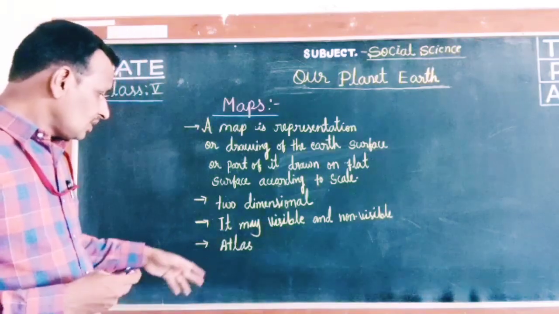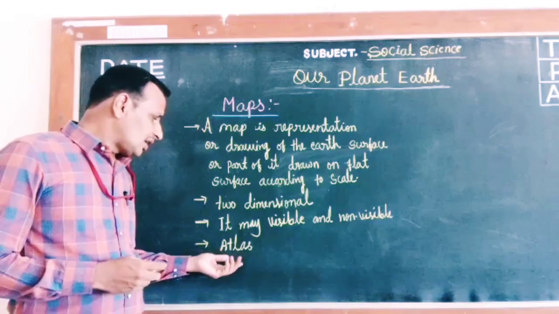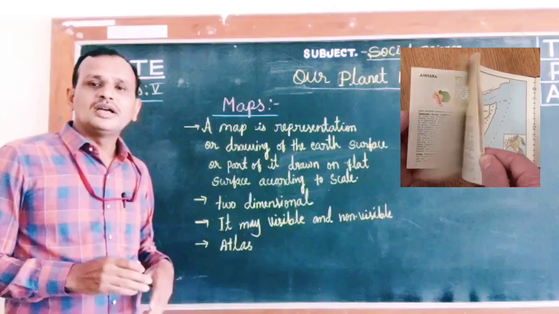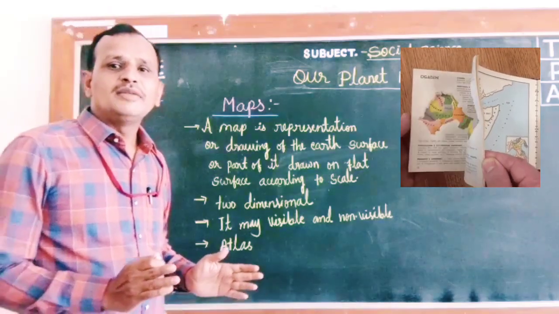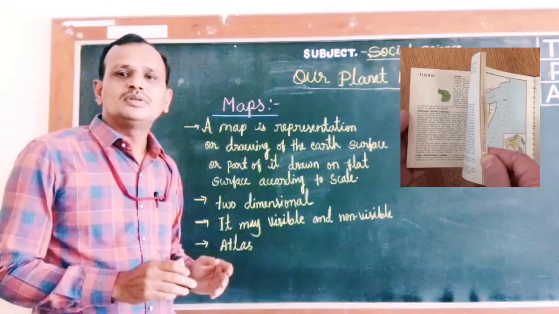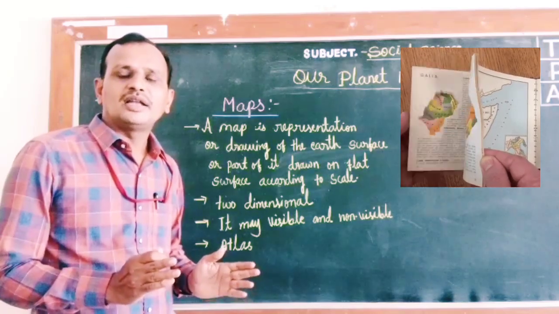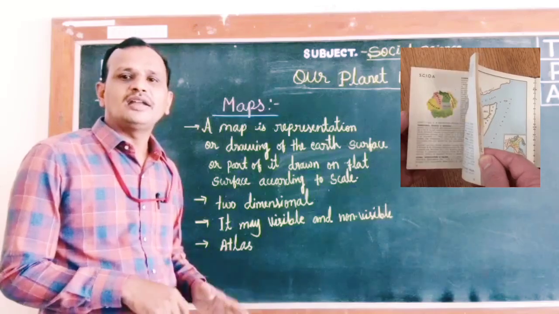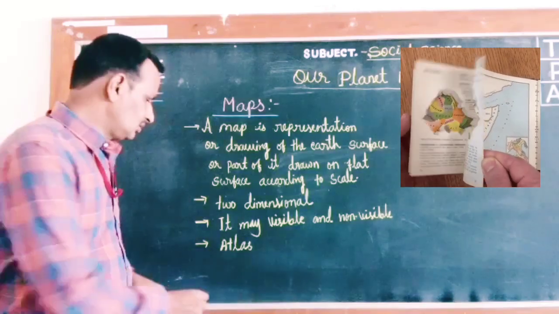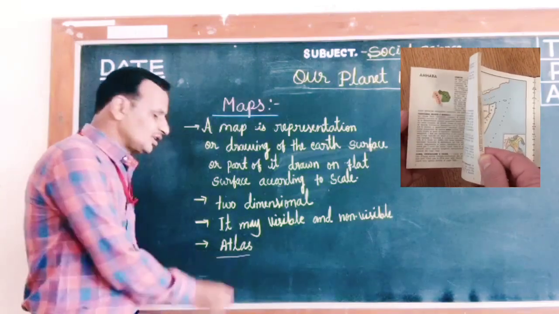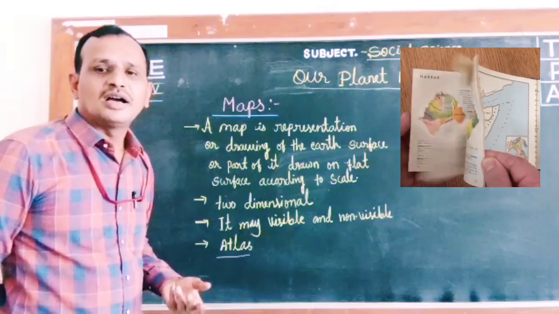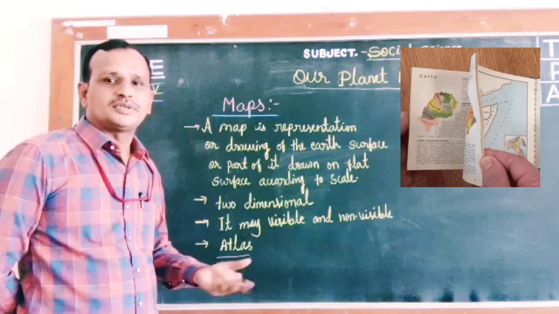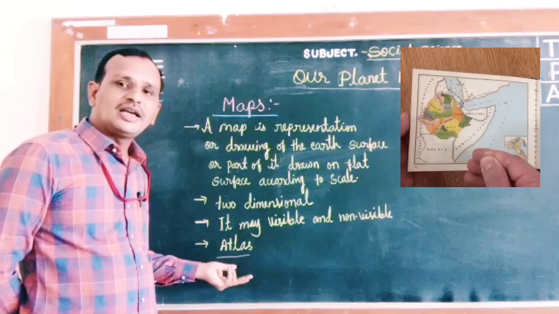And what is the atlas here? Atlas is nothing but, children, a collection of many maps. The book that has a collection of many maps is called an atlas. What is atlas, children? Let me repeat once again. The book that has a collection of maps is called an atlas.